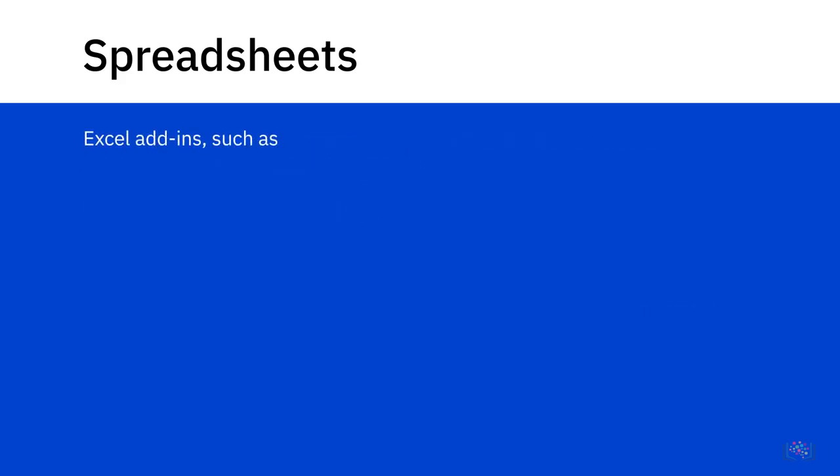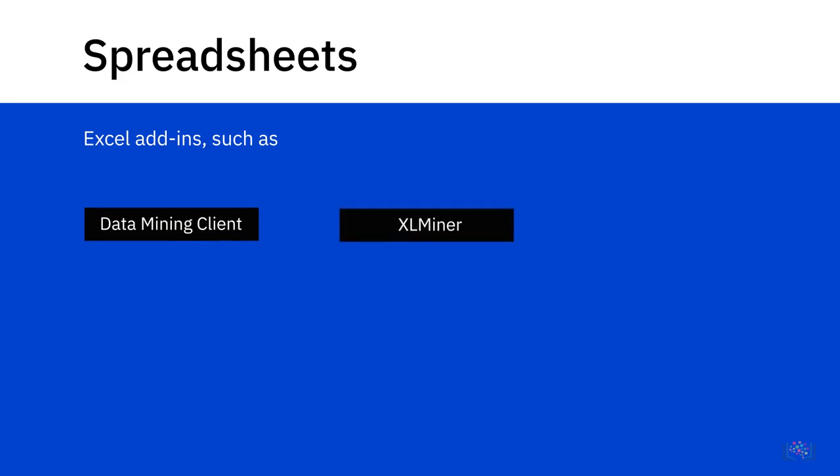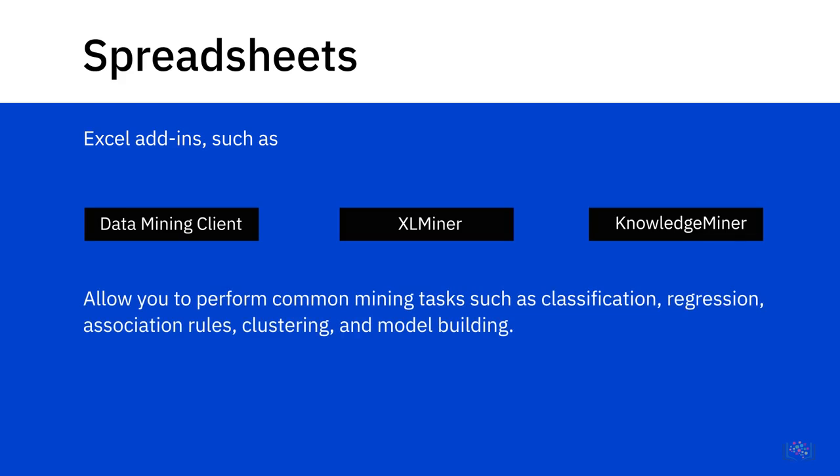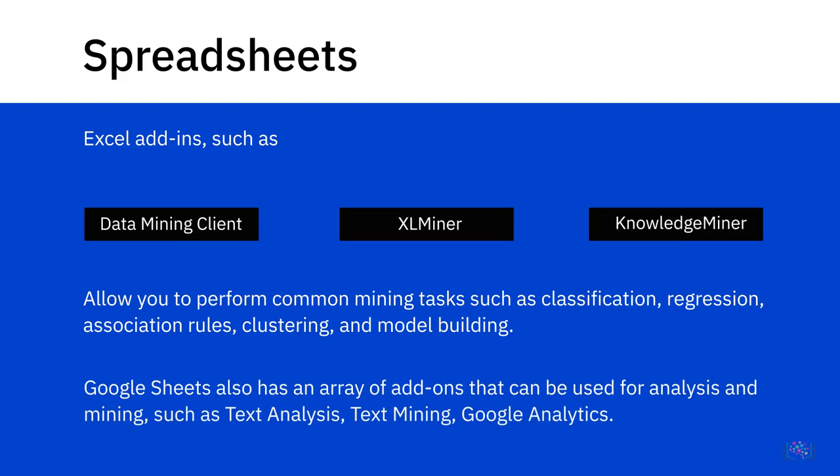Add-ins available for Excel, such as the Data Mining Client for Excel, Excel Miner, and Knowledge Miner for Excel, allow you to perform common mining tasks such as classification, regression, association rules, clustering, and model building. Google Sheets also has an array of add-ons that can be used for analysis and mining, such as text analysis, text mining, and Google Analytics.